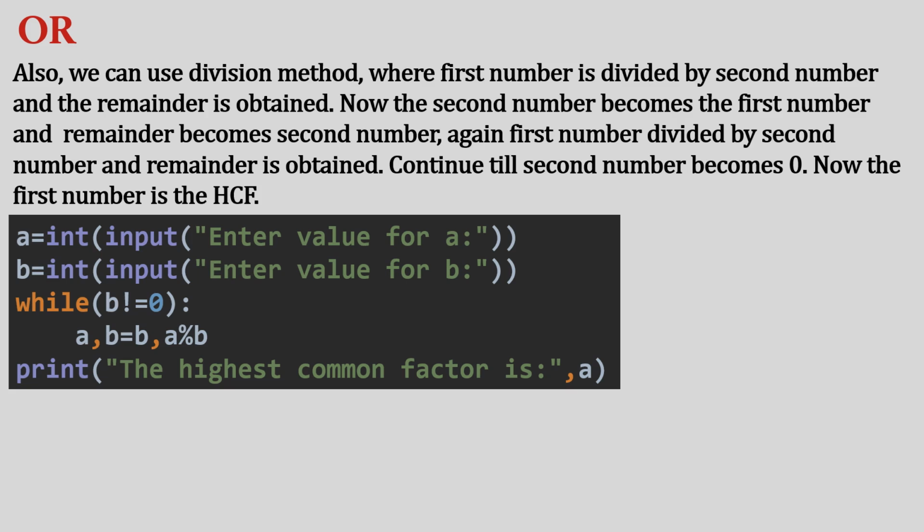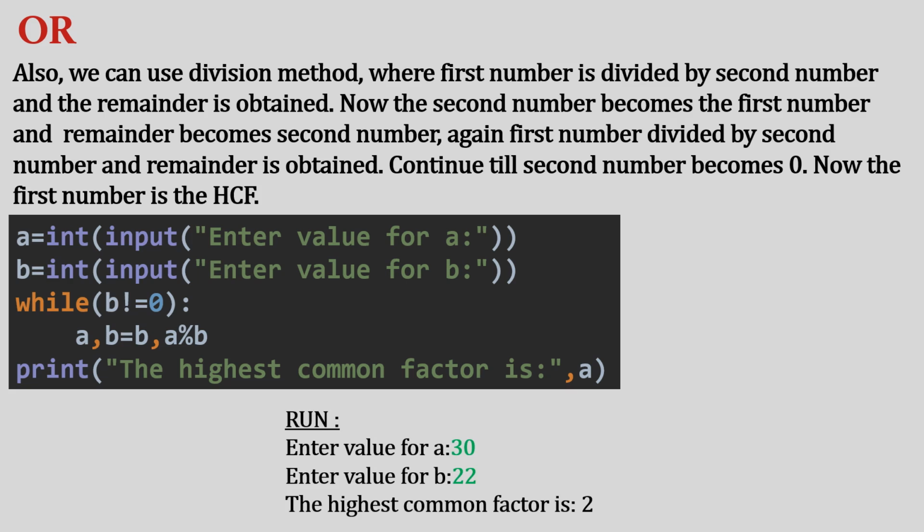We will take these two numbers A and B into variables. Now the condition is: while the second number is not equal to 0, we will assign A is equal to B and B is equal to A percentage B. So this is a single line assignment where multiple variables are assigned multiple values in the same line. So here in the same line, A is having value B and B is having value A percentage B. And at the end of the loop, whatever value will be there with A, that is the highest common factor.